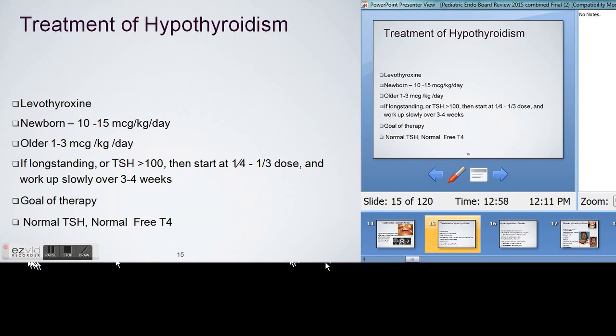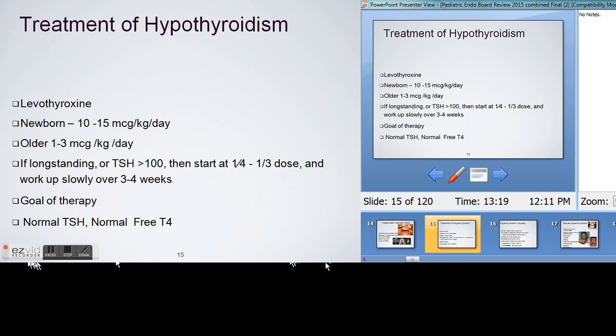Why are we doing that? Because with these patients, we don't want to cause cardiac problems, because we'll kind of rev them up from zero. It's like a cold engine, and if you just go all the way up, we could have problems with the engine. So we don't want to do this to the patient. And the goal of therapy is to normalize our TSH and our free T4.